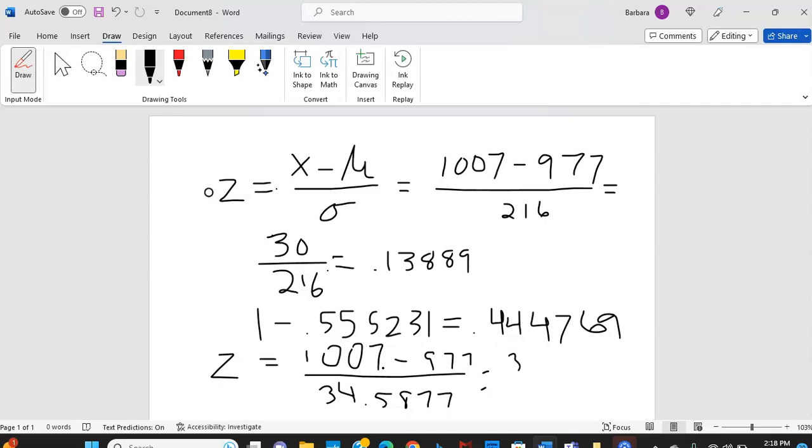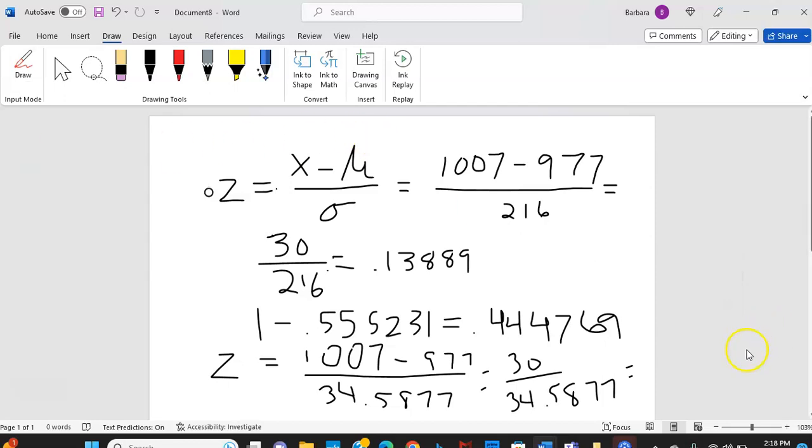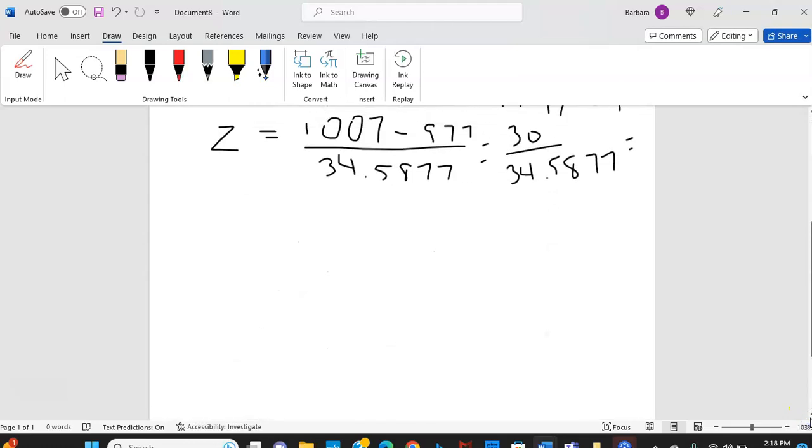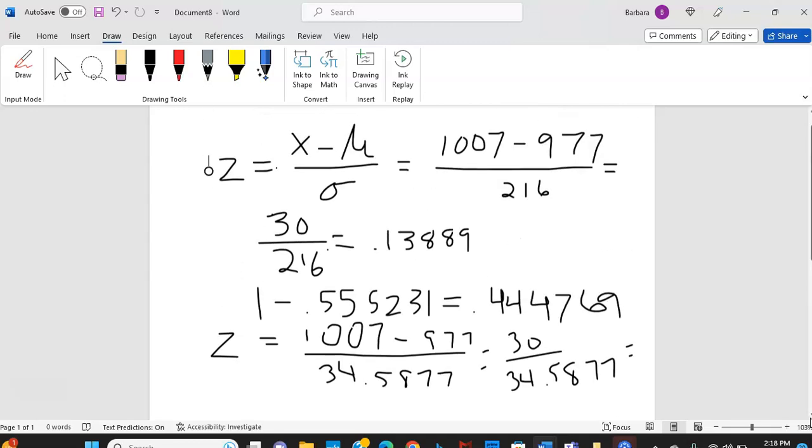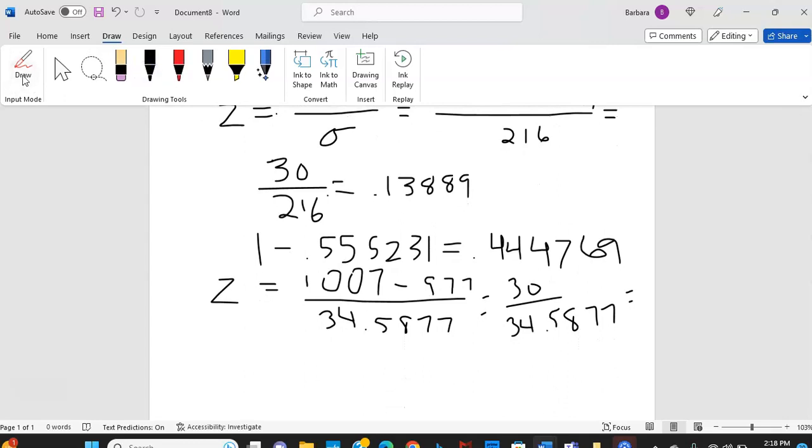So we will still get 30 on the top. We're going to divide that by 34.5877, and that's going to give us our z-score. I think I need to move this up. Well, it moved up more than I want. There we go. So what is 30 divided by 34.5877? It is 0.86736. Now this is what we're going to put into Excel.